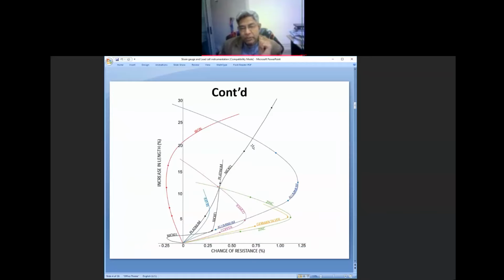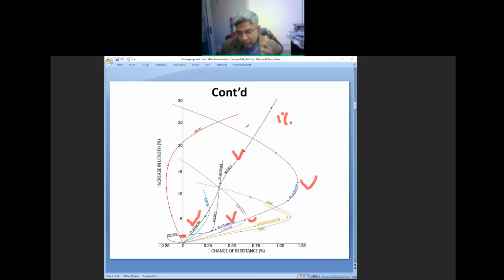Next comes one diagram. As you see, the x-axis shows the percentage change in resistance, and on the y-axis you see the increase in length. Length of what? Length of metals. So let's start: here we have platinum, here aluminum, here nickel, aluminum again, then copper. Remember, your strain limit was 1%. So somewhere here is the limit for our strain gauge.